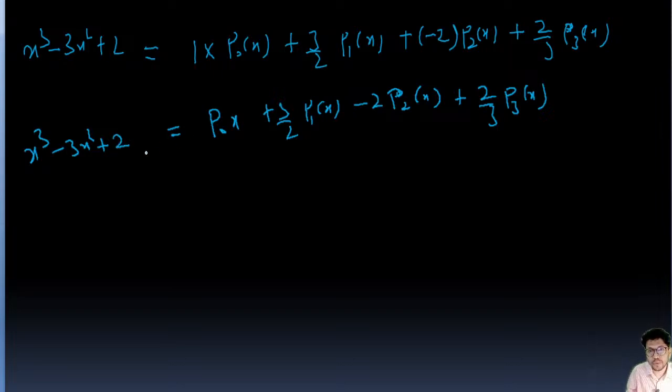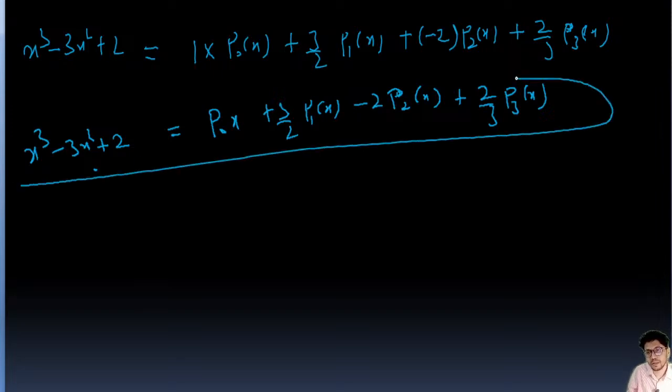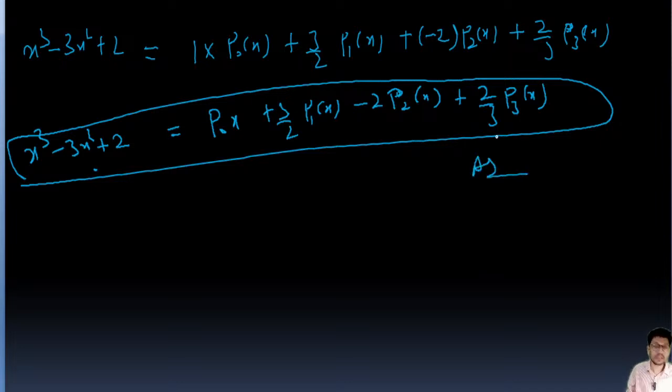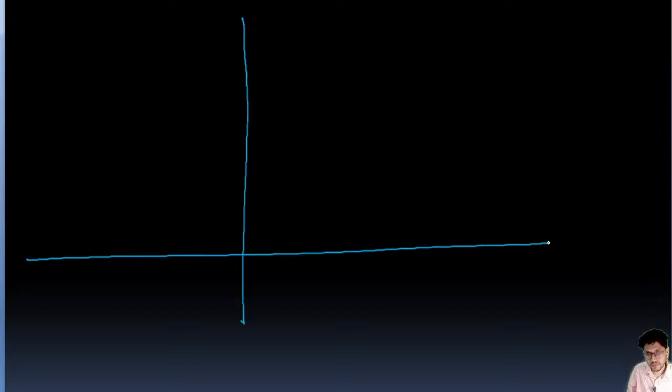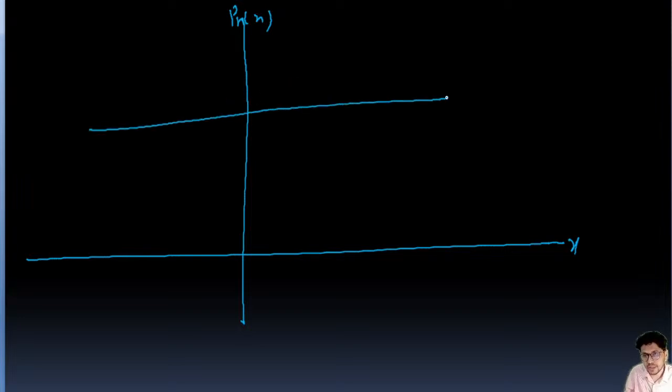So this is the equation. This equation is in the form of Legendre polynomial. Okay, this is the answer. Now I'll draw the graph for Legendre polynomial. This is x and this is Pn(x). We know the value of p0x is 1, right?